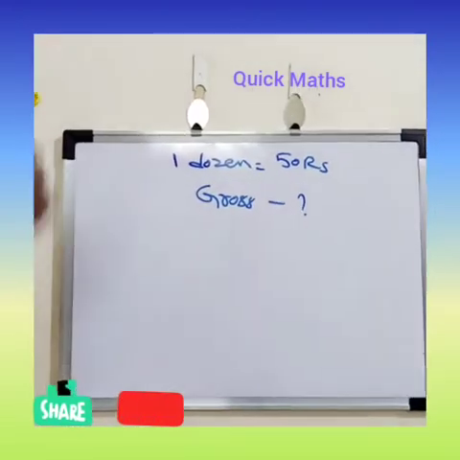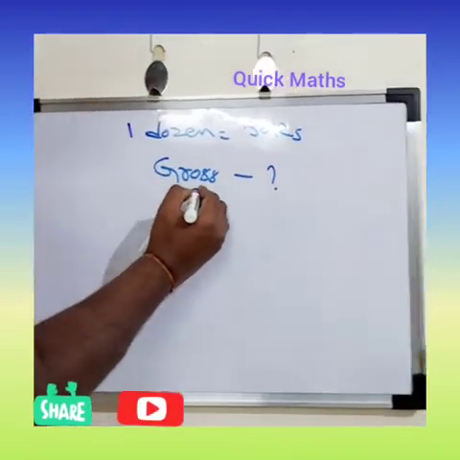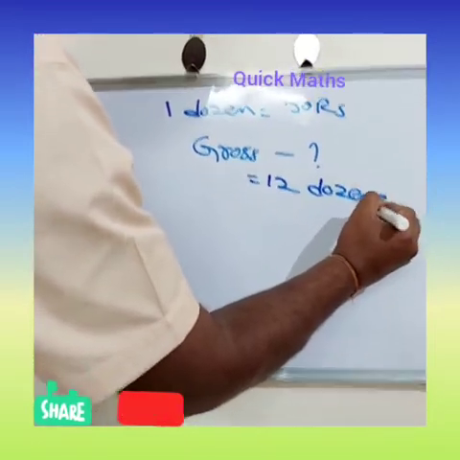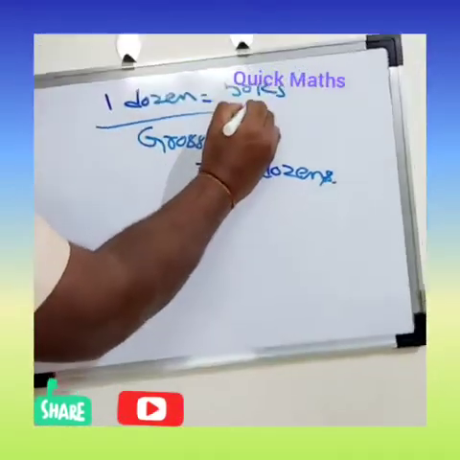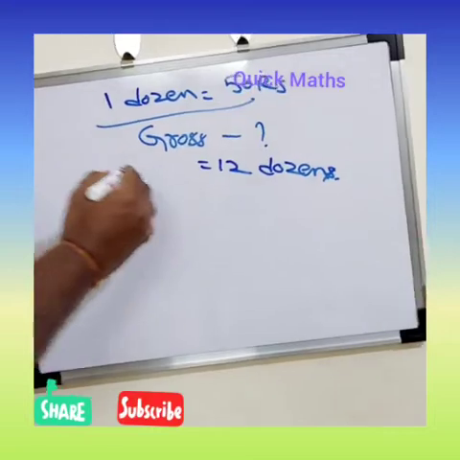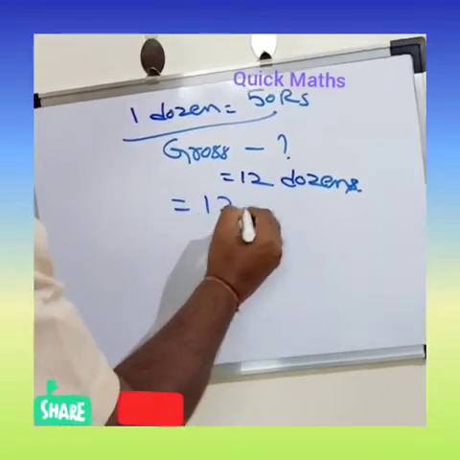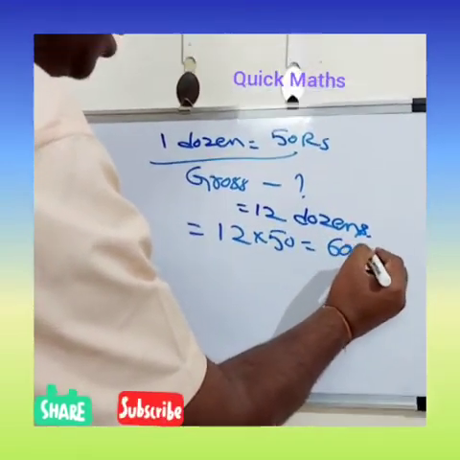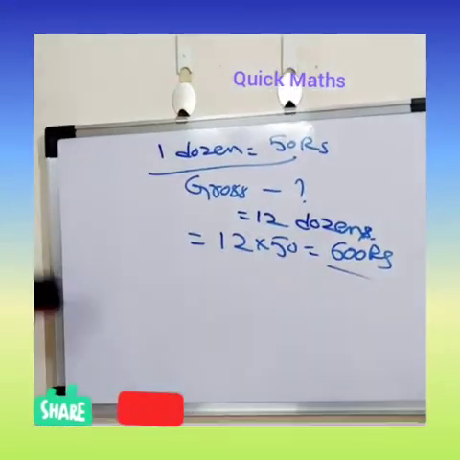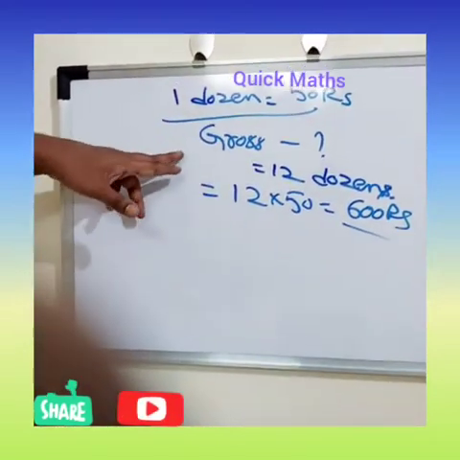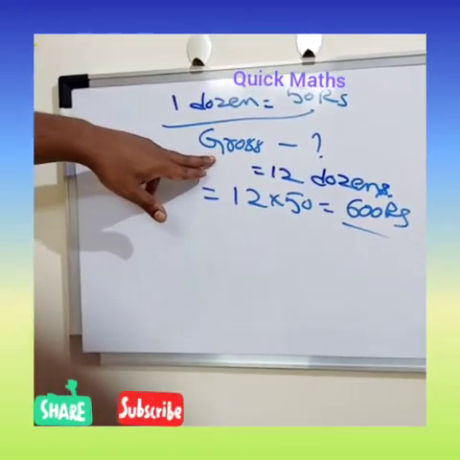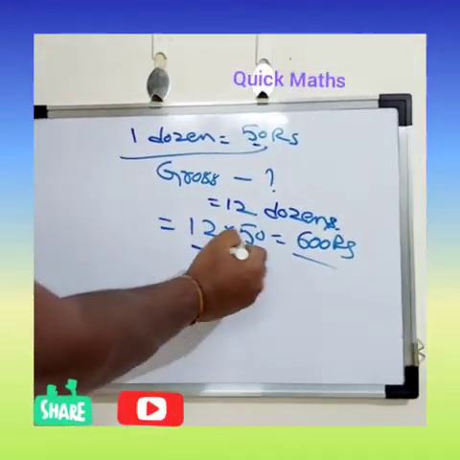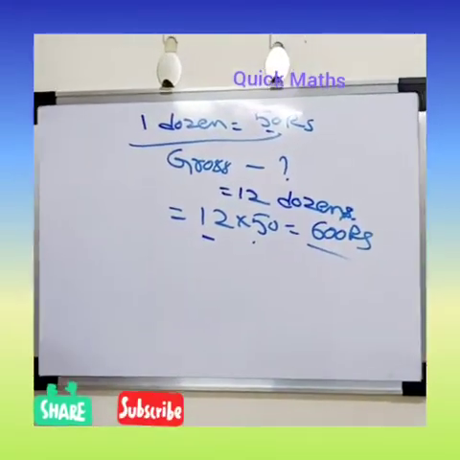In general, what is gross? Gross is equal to 12 dozen. So the value of 1 dozen we know is 50 rupees. What is the value of 1 gross? That is 12 multiplied by 50. 12 times 5 is 60, so 600 rupees straight away. So the concept you need to know is that a gross is 12 dozen. 1 dozen is 50, so 12 dozen means 12 multiplied by 50, which is 600 rupees.